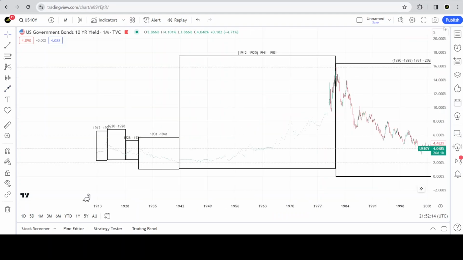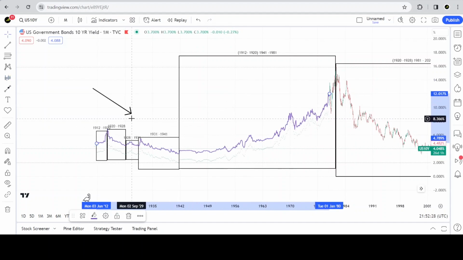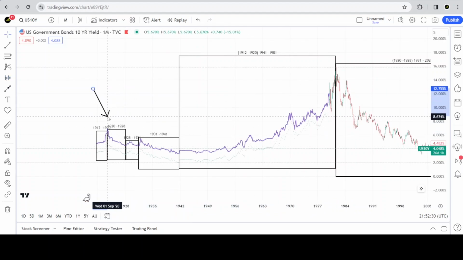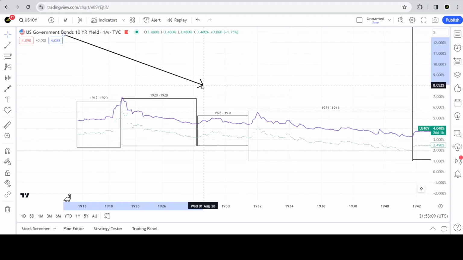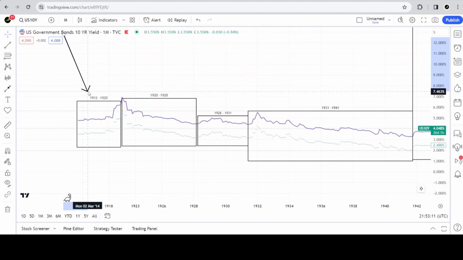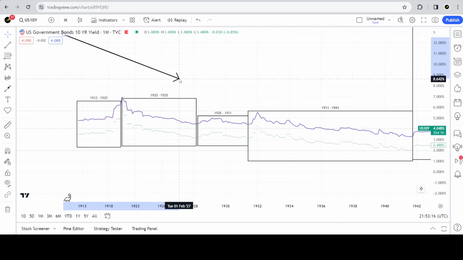Okay, so what I'd like to do next is examine the macro structure of the 10-year yield. It's very difficult to see what is going on over here. So to make it more visible, I'm going to copy this fractal right here. Now you can get a better view of what's happening over here. So let's zoom in on this point right here. Okay, so this chart begins in 1912 and goes to present. As you can see, I've broken this chart up into separate boxes. This first box went from 1912 to 1920, the second box from 1920 to 1928, and so on and so forth.